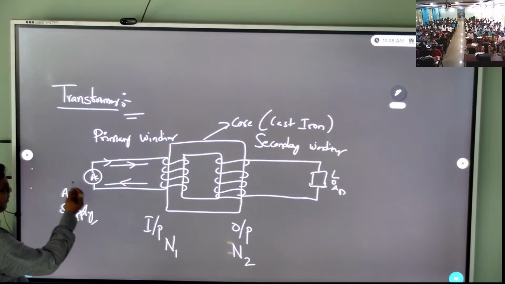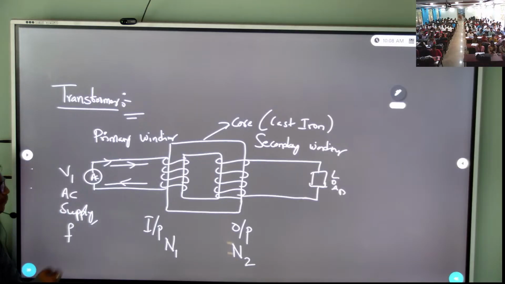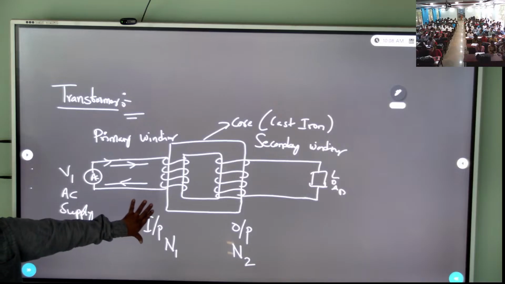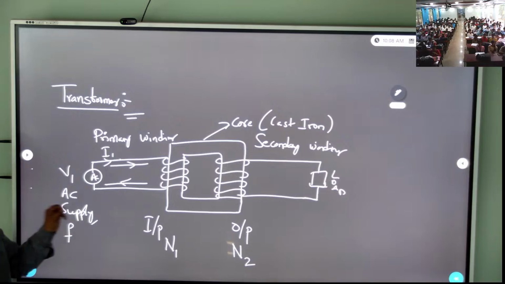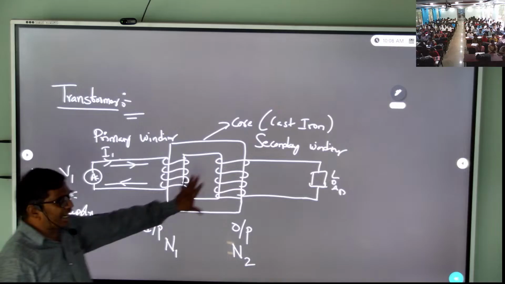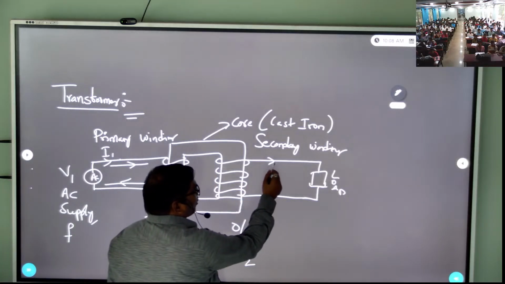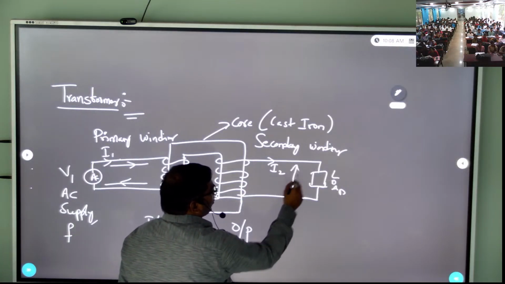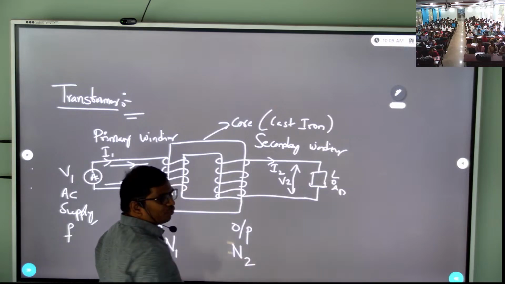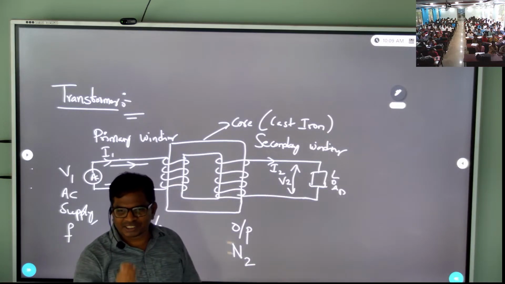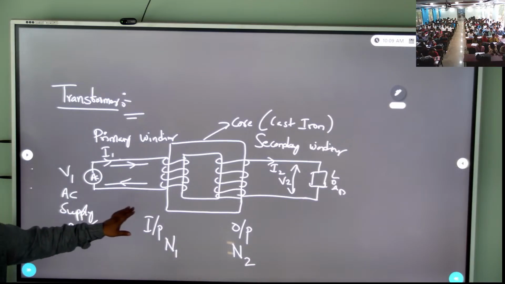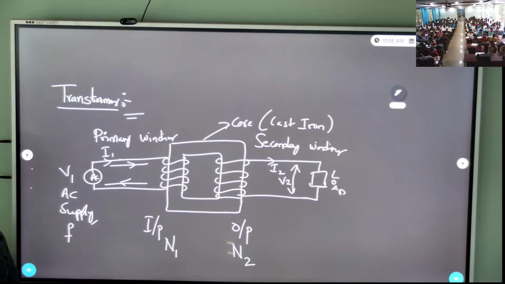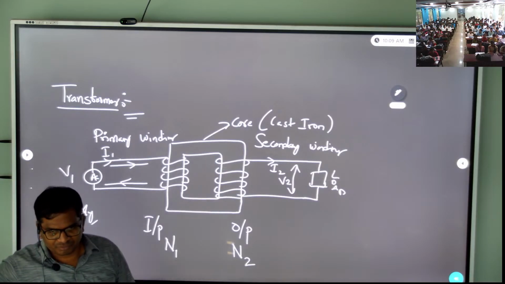What is the voltage? Let us say it is V1. The applied voltage is V1. All primary nomenclature is 1. What is the current here? I1. The current flowing in the primary winding is I1. In the secondary, current I2 will flow. What is the voltage? V2. What are the turns? N2. So for secondary you give the nomenclature 2, and for primary you give the nomenclature 1. So V1, I1, N1, and V2, N2, I2. These are the nomenclature.